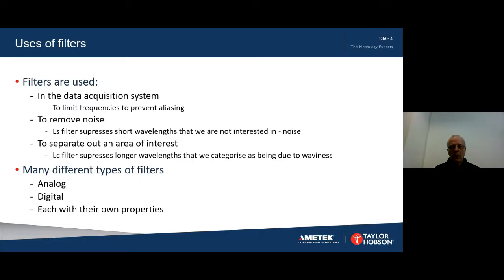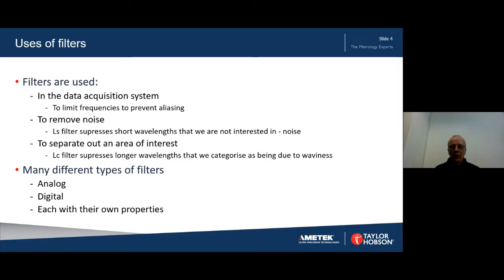If we look at roughness analysis, then two filters are applied. The first filter, the lambda S or LS filter, is used to suppress short wavelengths that are deemed to be of no interest and are considered to be noise. A second filter, the LC filter, is used to suppress longer wavelengths that are considered to be linked to a different part of the manufacturing process and represent waviness.